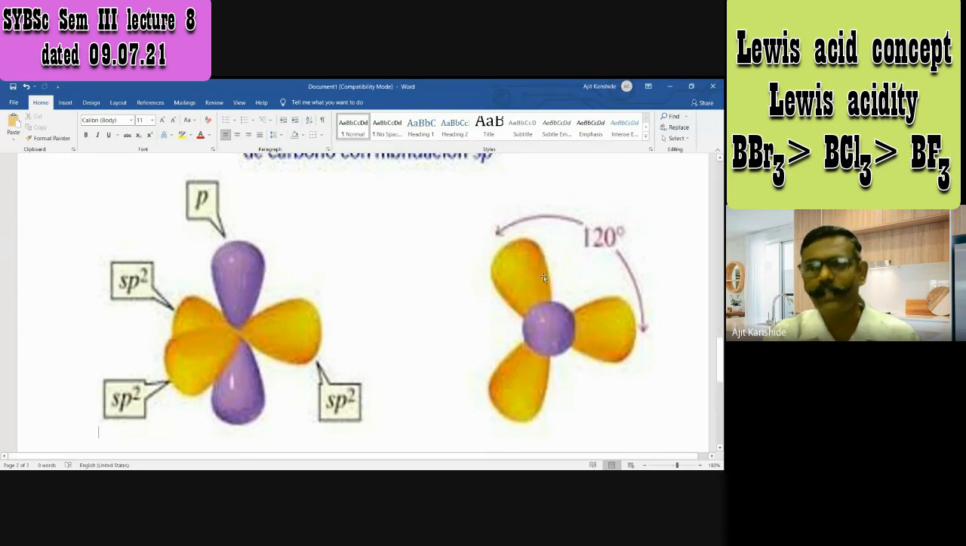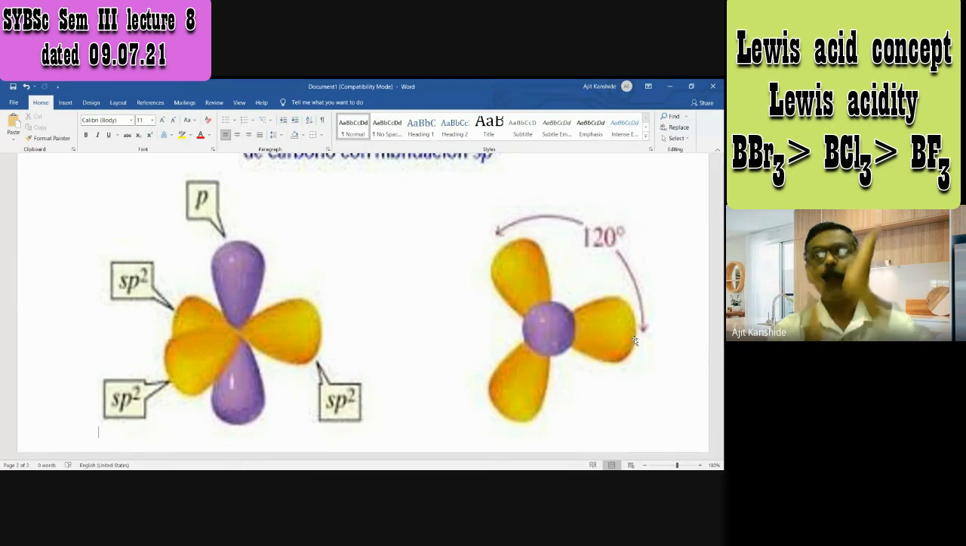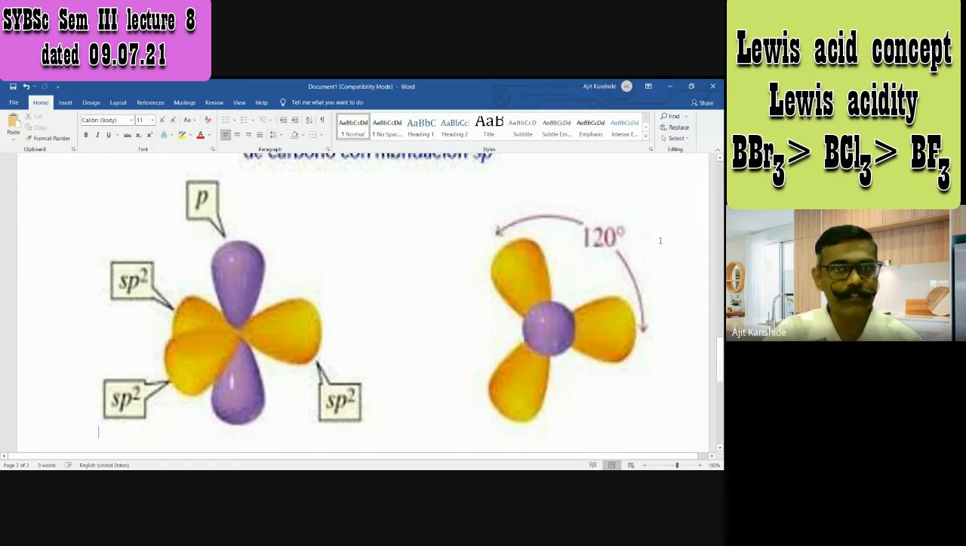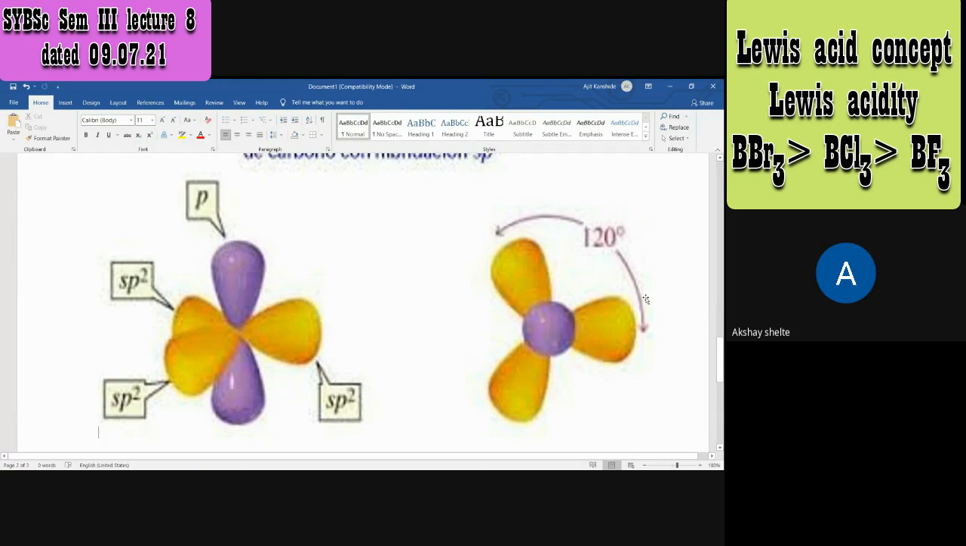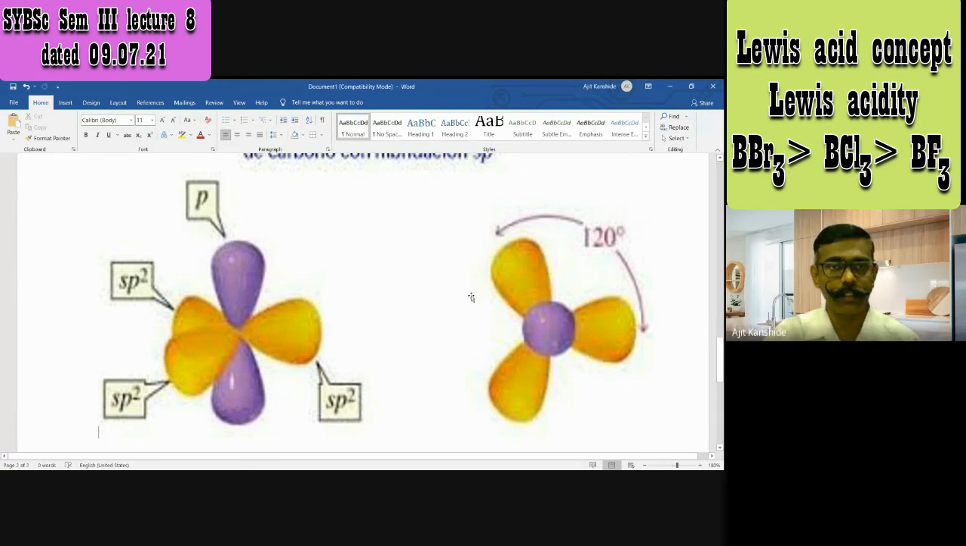If sp2, then 120 degree. If sp, then they will be completely opposite, 180 degree. They can't be with 90 degree separation. There will be the 180 degree separation. It is the basis of hybridization and angular separation. Is it clear? sp2 hybridization and the angular separation? Yes, sir.